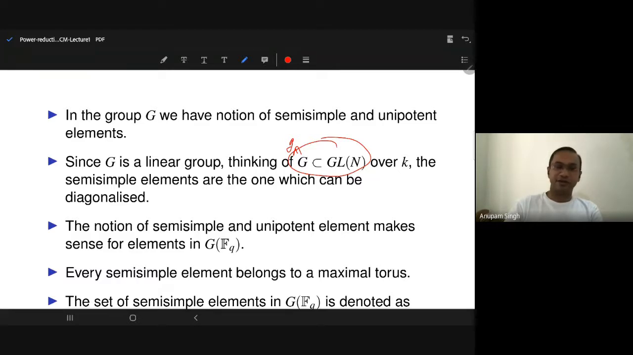And a semi-simple element is nothing but something which can be diagonalized, right? That is the definition of a semi-simple element. And similarly, we can define a unipotent element. A unipotent element is something such that if I look at g minus identity, that is nilpotent.